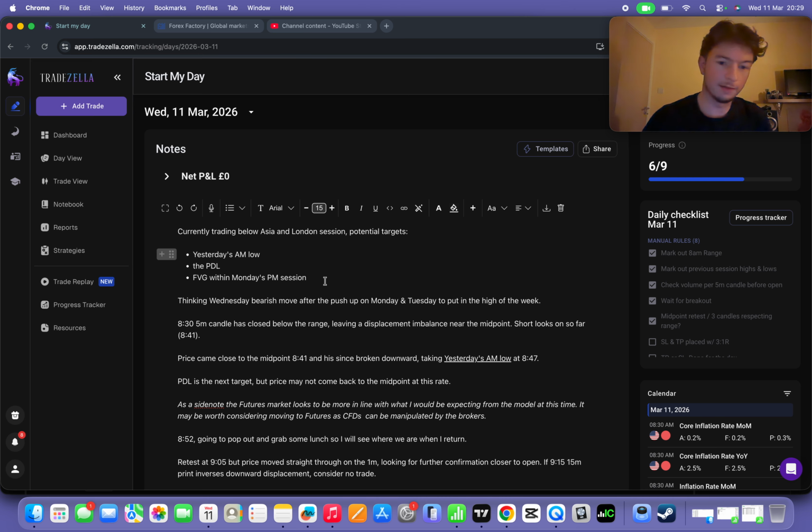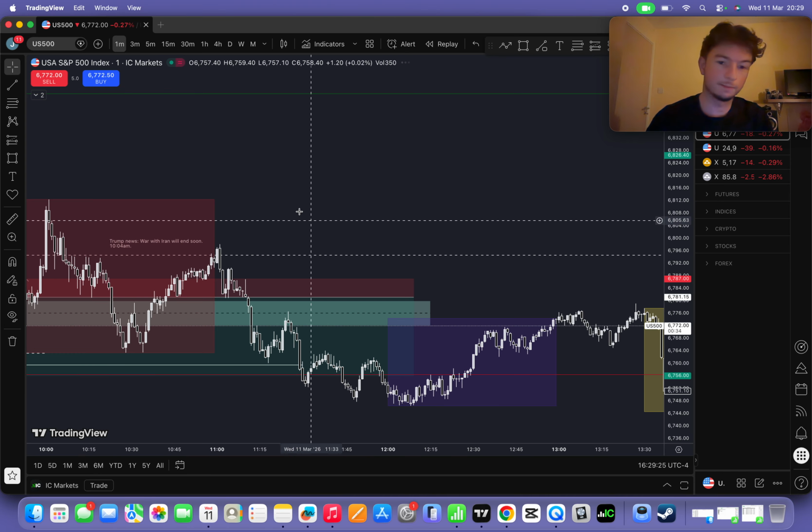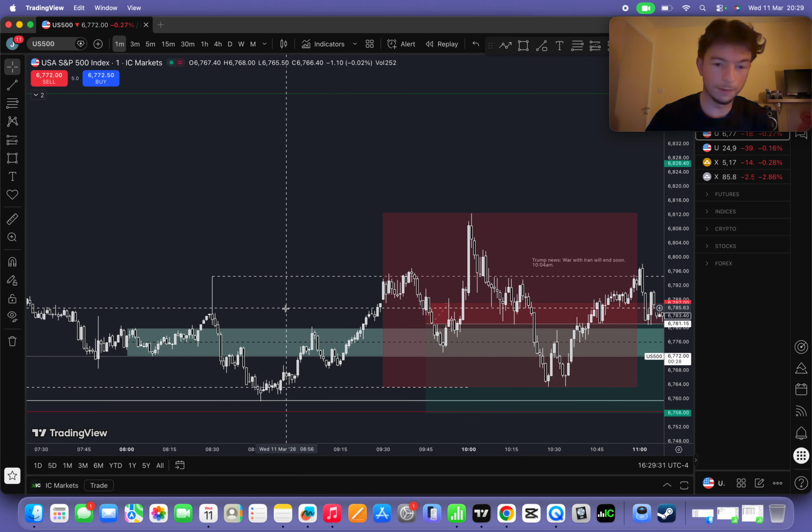So at 8:30, the 5 minute candle closed below the range, leaving a displacement imbalance near the midpoint. Short looks on so far, and I wrote that at 8:41. So if we go onto the 5 minute chart, at 8:30, that is this candle here. You can see it closed, and at 8:41 we were looking at, I think, this pullback here. So that's when I wrote that: the short looks on at the moment.